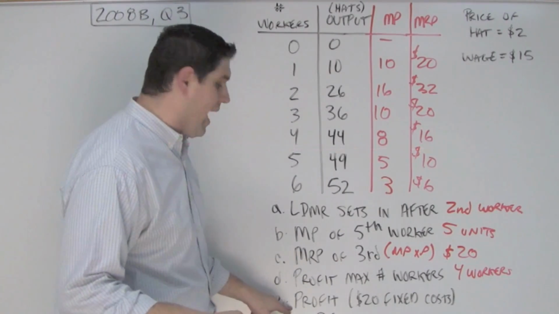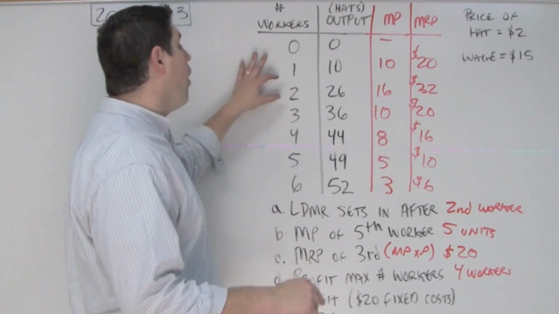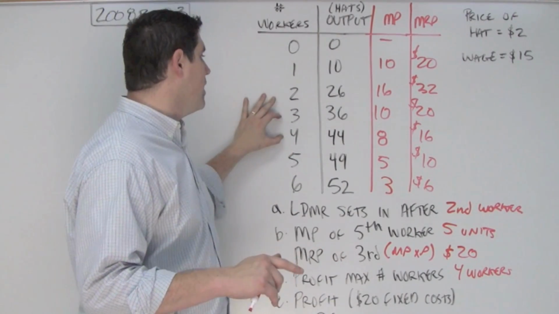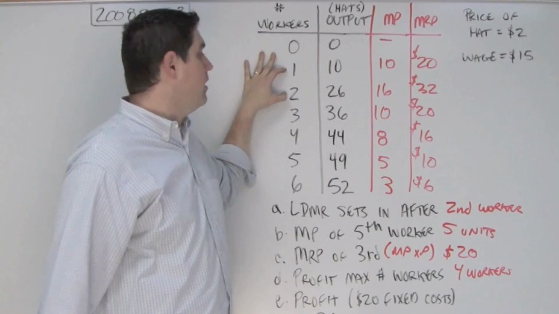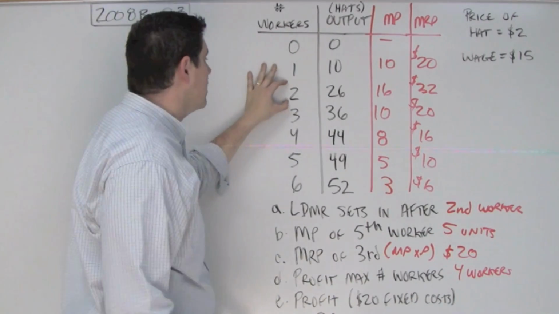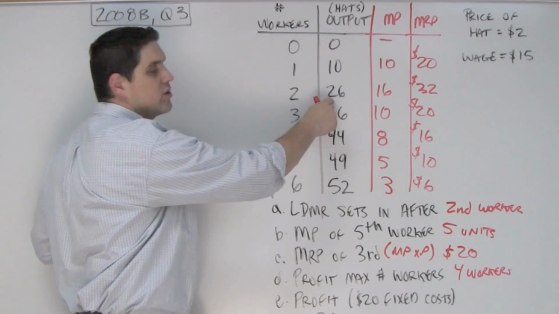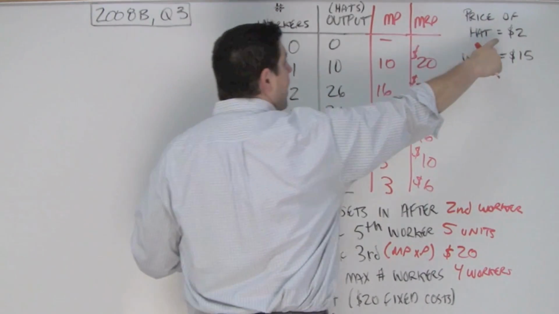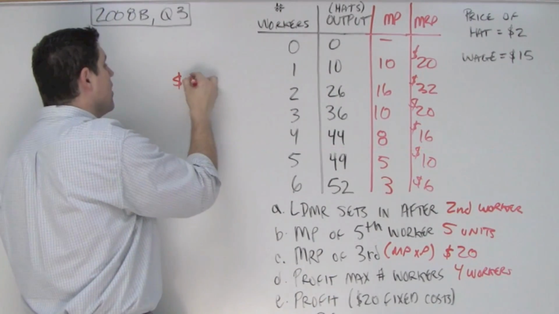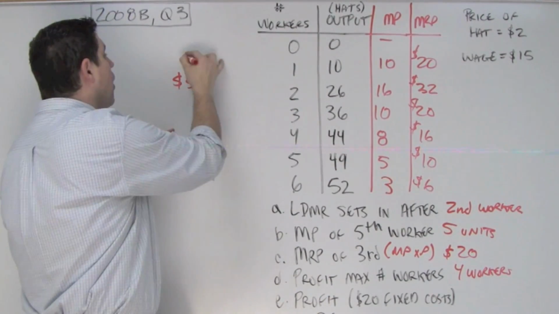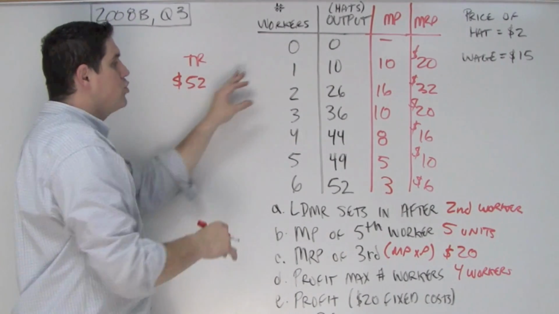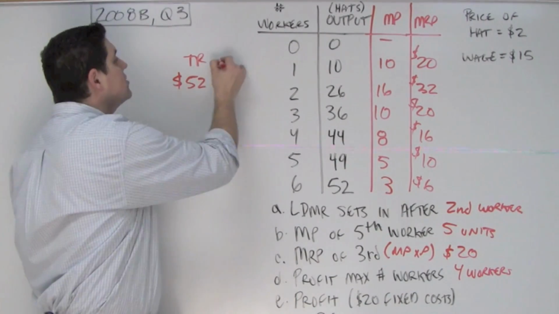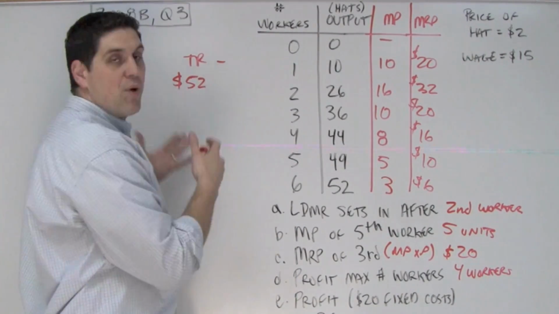The next part of the question asks you how much profit is generated when you hire only 2 workers as opposed to hiring 4, and you have a fixed cost of 20. Well, to figure that out, 2 workers generate $26 worth of output. If you multiply it times the price of 2, that tells you they are generating $52 of total revenue. So this is how much revenue 2 workers are bringing in.